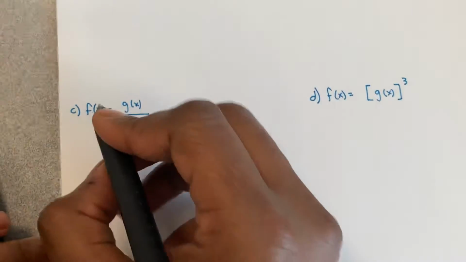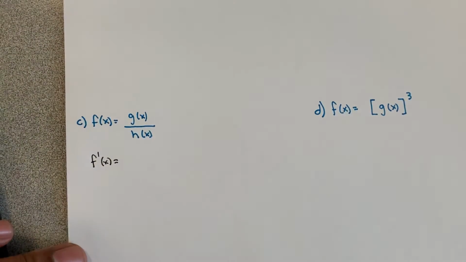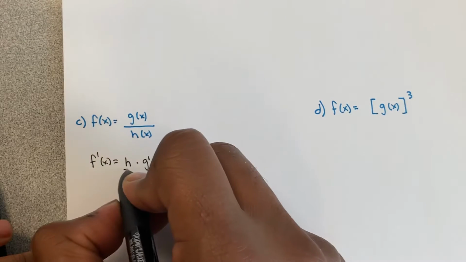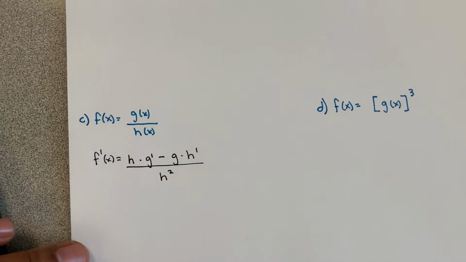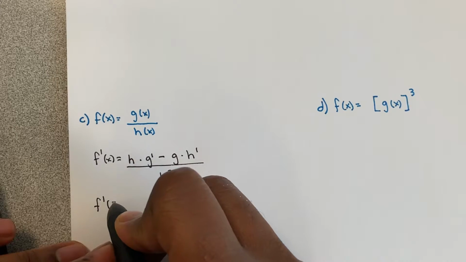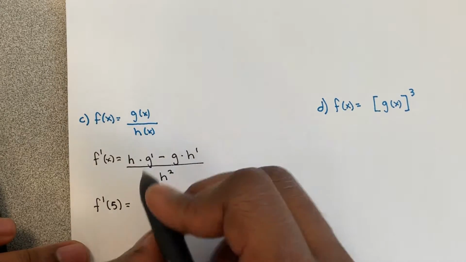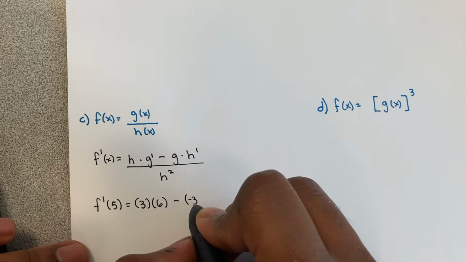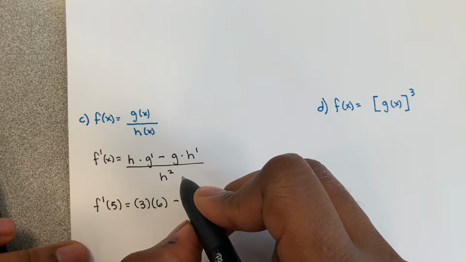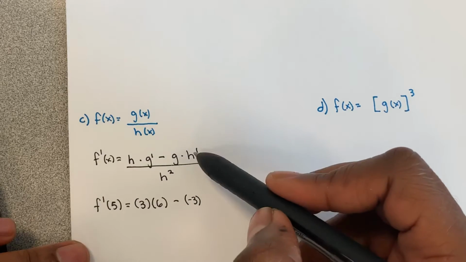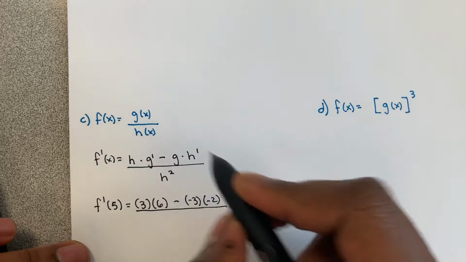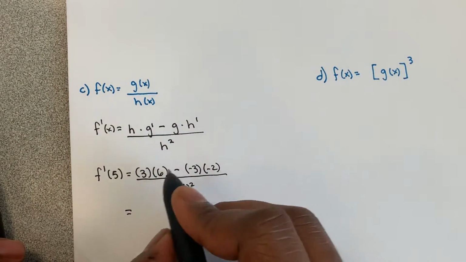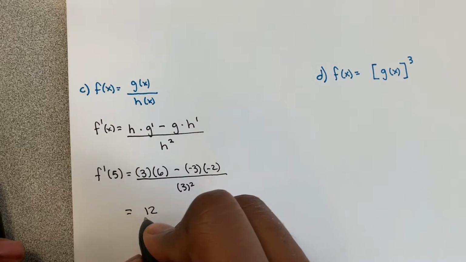For letter C, we have f prime of x is, all right, so let's use some shorthand. We have the low function times the derivative of the top minus the top function times the derivative of the bottom, over the bottom function squared. F prime of 5 is going to equal, so h of 5 is 3, g prime of 5 is 6, g of 5 was -3, and h prime of 5 is -2, and all of that is going to be over h of 5 squared, which is going to be 3 squared. So the answer to this one is yes, it's possible, because we have numbers in every spot. That's going to be 18 minus 6, which is 12 divided by 9.